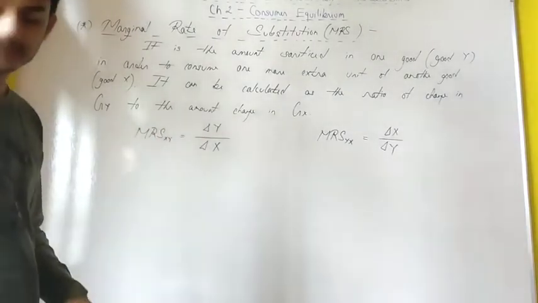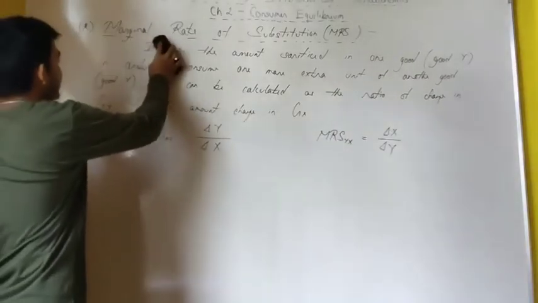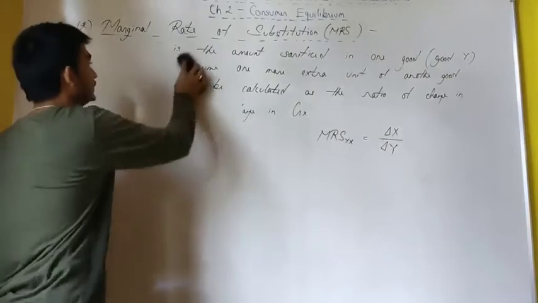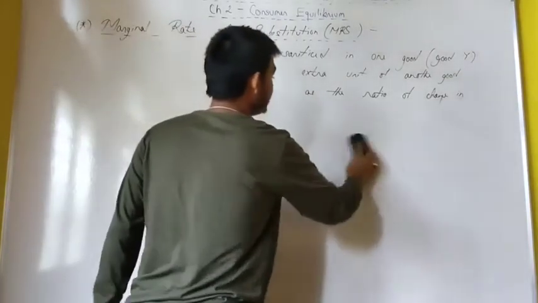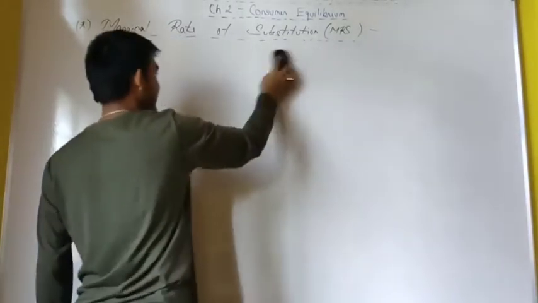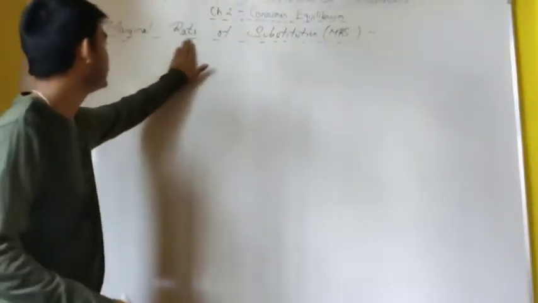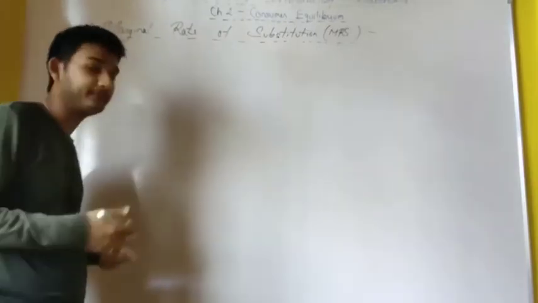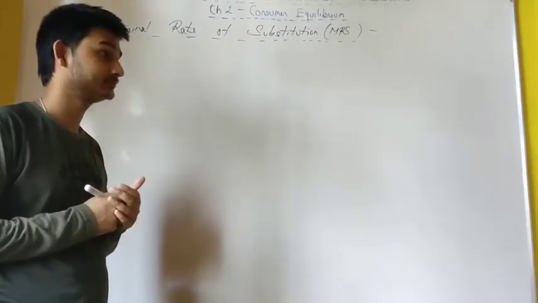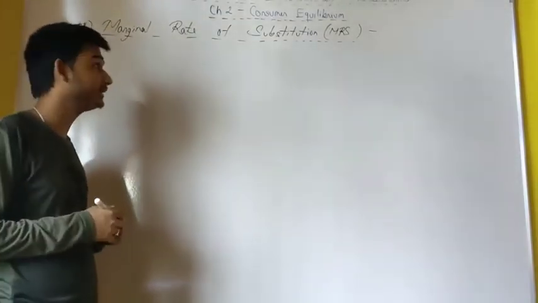And let me tell you that the marginal rate of substitution always diminishes. Now there is one reason. Well, you can take a screenshot of this also. The reason is that behind this MRS, one more law is also operating. That is the law of diminishing marginal utility.